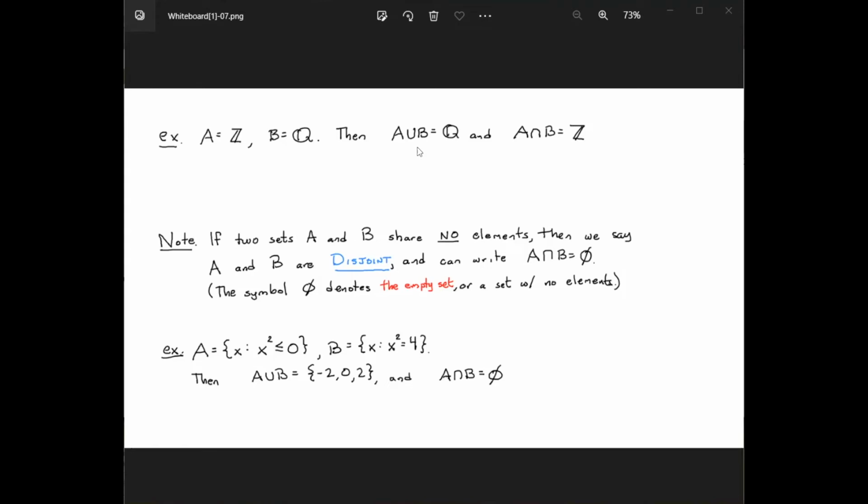And B is the set containing positive or negative 2. So the union is negative 2, 0, 2. And A intersect B is the null set, or the empty set. In other words, A and B are disjoint.